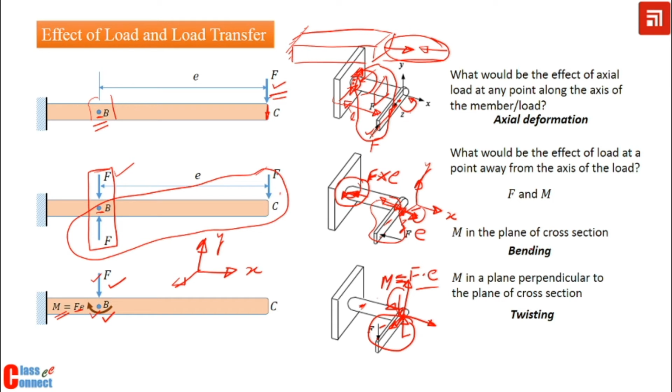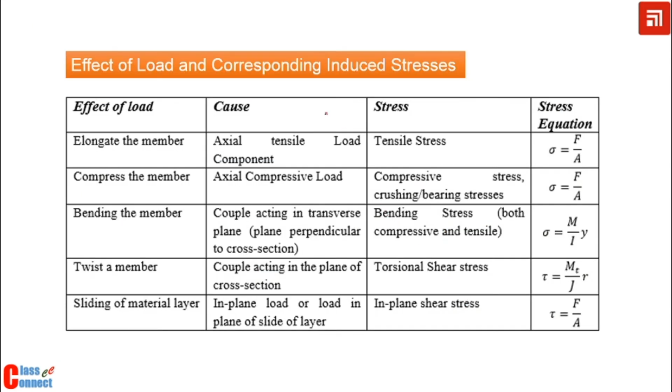So here, when the effect is bending, bending stresses will be induced. When the effect is twisting, torsional stresses will be used. So we have the summary of the effect of load here. If the effect of load is to elongate a member, then tensile stresses will be induced. We will be using the sigma is equal to F by A expression. When the effect of load is to compress a member, compressive or crushing or bearing stresses will be used, then the formula is this.